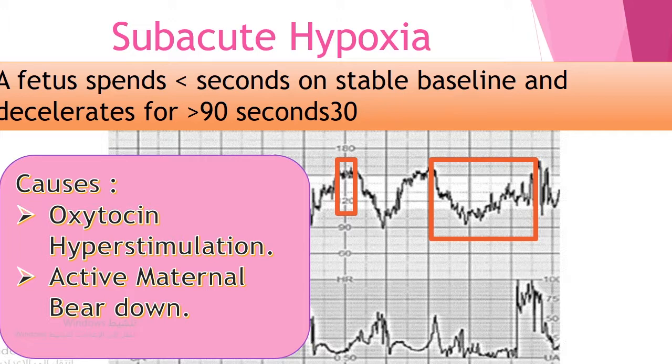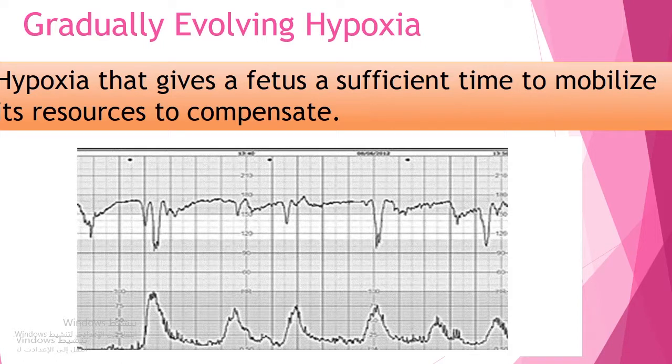Gradually evolving hypoxia. When a fetus is exposed to gradually evolving hypoxic stress, it has sufficient time to mobilize its resources to compensate, starting with deceleration and loss of accelerations, and secretion of catecholamines, which lead to an increase in baseline fetal heart rate, to redistribute blood to vital organs as well as to get fresh oxygenated blood from the placenta.